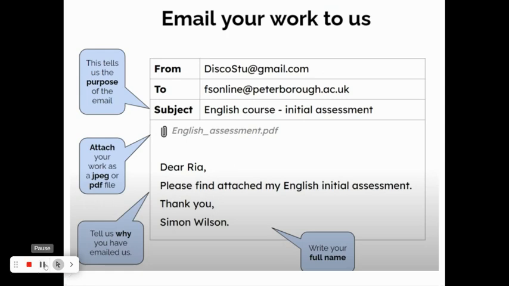How the course works is that you will generally email your work to us. Well, that's what you'll do at first. And then eventually, once you get used to using the Google Classroom, you'll be uploading your work to the Google site and everything will be marked there.